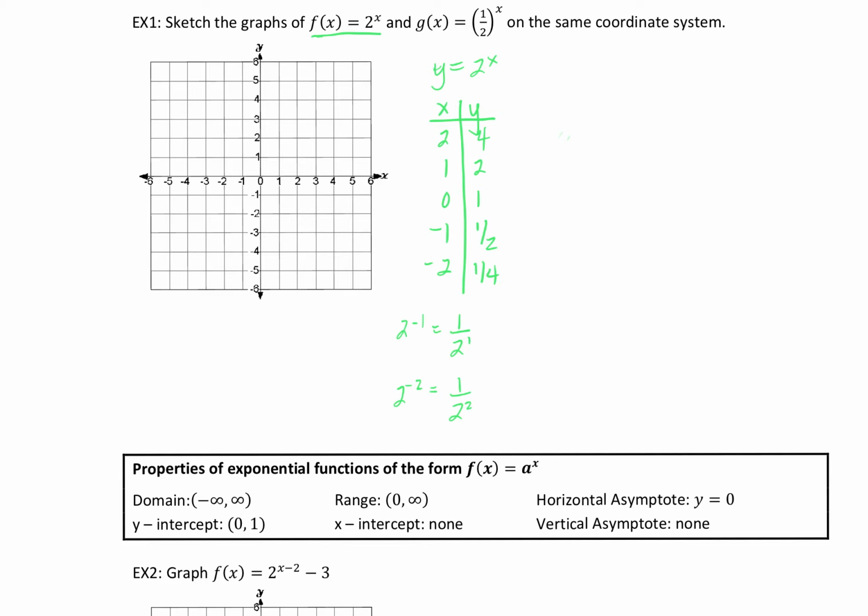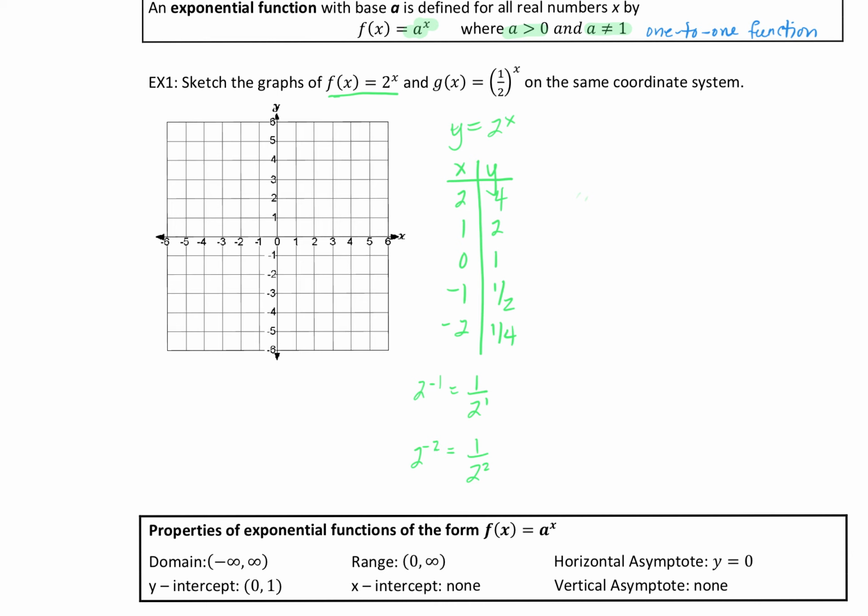Let's go ahead and graph these points. It's going to pass through (2, 4), (1, 2), (0, 1), (-1, 1/2), and (-2, 1/4). Let me just go ahead and connect these with a nice smooth curve. If I kept going and looking at larger x values like 3, 4, and 5, and so on, this will just keep growing. Now I'm going to label this f.